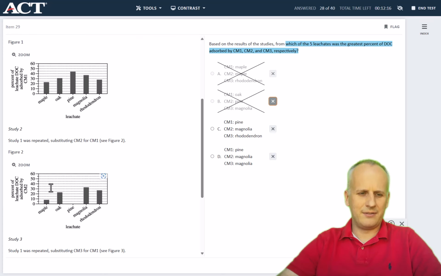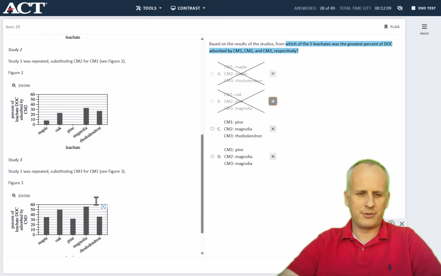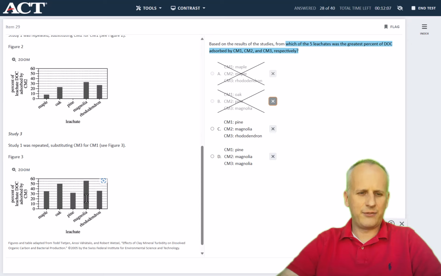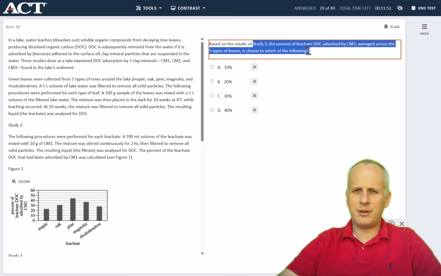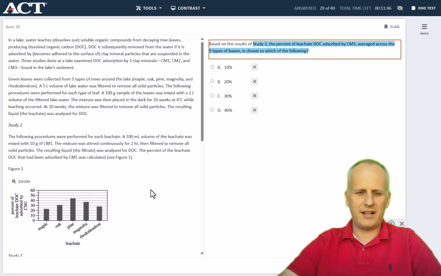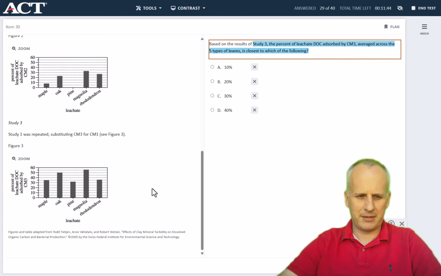Now we scroll on down where we see CM2. And this time we see that it's Magnolia. Well, each of these answer choices has Magnolia, so we've got to go to study 3. And for study 3, we see that the highest vertical axis variable is Magnolia once again, which allows us to choose choice D and move on to the next question, which reads, based on the results of study 3, the percent of leachate DOC absorbed by CM3 averaged across the 5 types of leaves is closest to which of the following? So we're going to just scroll on down to the bottom again.